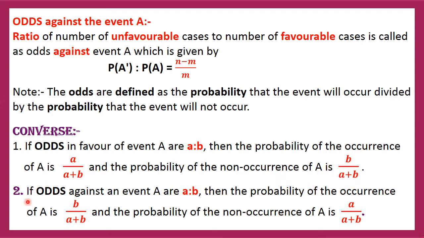Similarly, if odds against the event A is given, that is A is to B, then the probability of occurrence of A is B by A plus B. This is odds against. So, B by A plus B will be the probability of A, P of A, and the probability of non-occurrence of A will be A by A plus B. You should learn these formulas also very clearly.